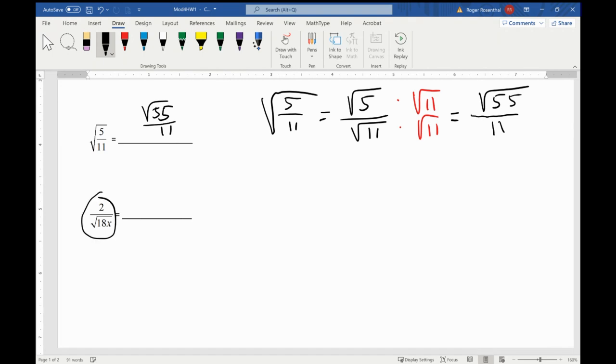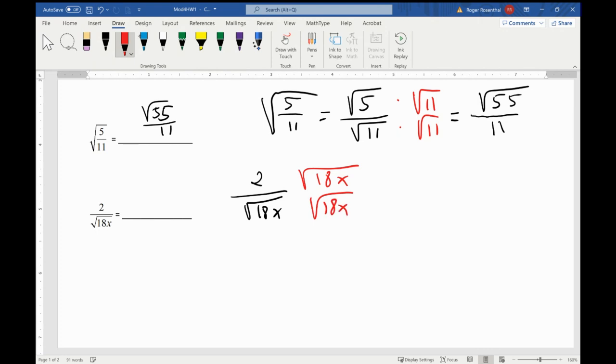Okay, this one here is more complicated. I highly recommend you pause the video. You try this one to the best of your ability. Be sure you simplify your final answer and then unpause it and see how you did. Okay, let's do it. We have 2 over the square root of 18x. Same trick as before. We multiply the top and bottom by the square root of 18x.